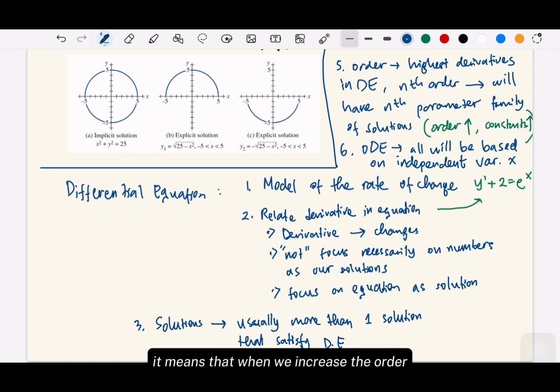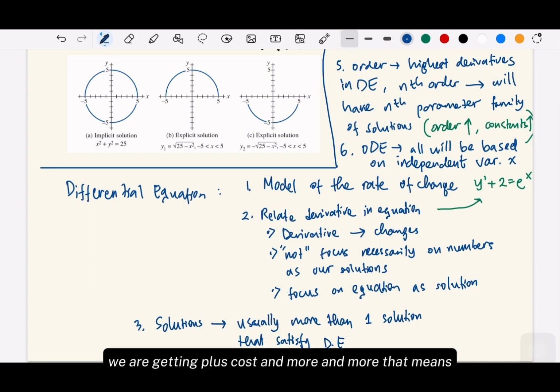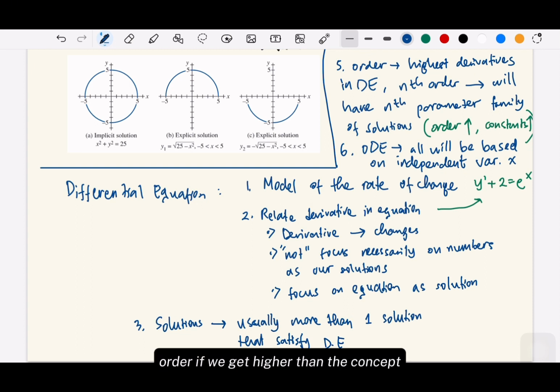It means that when we increase the order from the first order, second order, and maybe 3, 4, 5, every time we integrate, we are getting plus constant more and more. That means if the order gets higher, then the constants also will get higher. Okay?